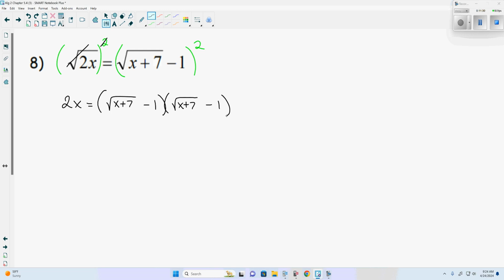Now, the right-hand side, when we were saying that we're taking the square root of x plus 7 minus 1 squared, we're multiplying it by itself. If the minus hadn't been there, we could have just squared both terms and been done, but here we're going to have to distribute.